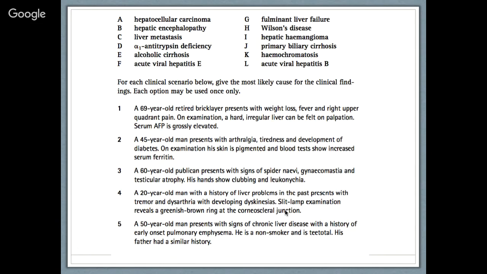A 50-year-old man presents with signs of chronic liver disease and a history of early onset pulmonary emphysema, non-smoker. So pulmonary emphysema in a non-smoker, and he's also got liver problems. He's got alpha-1 antitrypsin deficiency. Whenever you see liver and lung in a non-smoker, and you'll learn about pathology, the difference between the pathology like panacinar and where the emphysema is will give you a clue. If it's everywhere, it's emphysema. If it's just at the beginning, it's smoking. But you'll see that when you do pathology.